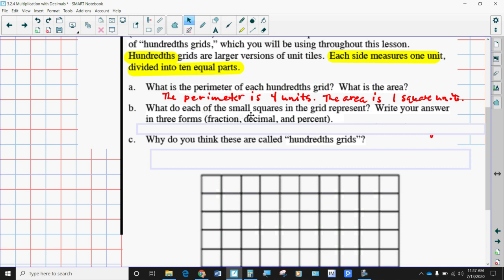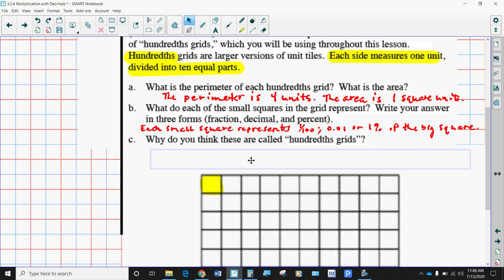So what do each of the smaller squares in the grid represent? You're to answer this as a fraction, decimal, and percent. So this guy right here, what does that 1 represent? How would you label that? Well, I would label it as 1/100th, right? This is 1/100th of the total area of the entire hundredth grid, okay? Which in decimal form would be 0.01, which by definition means 1%, okay?